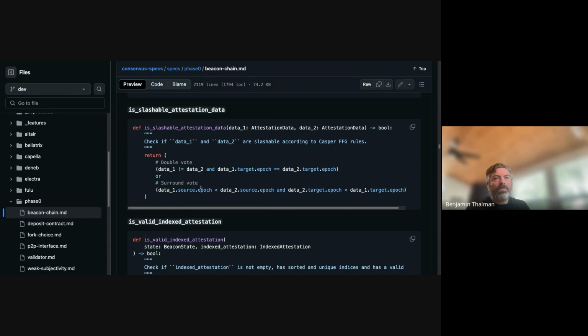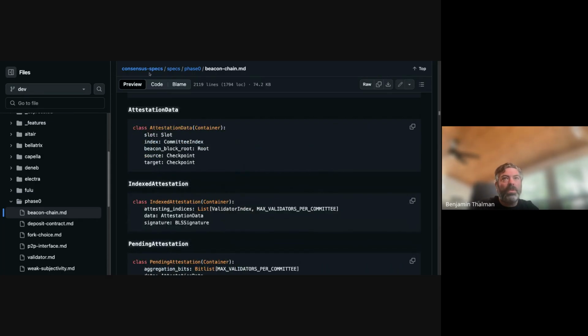So I'm going to discuss surround vote as I'm showing you what attestation data looks like. So here's what an attestation looks like, or the data structure, I should say. I believe this has changed as well since phase 0, but the concept is largely the same. So you've got slot, committee, index.